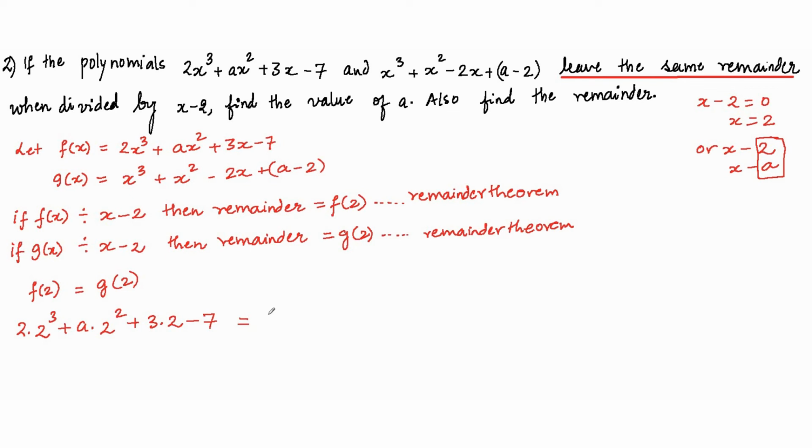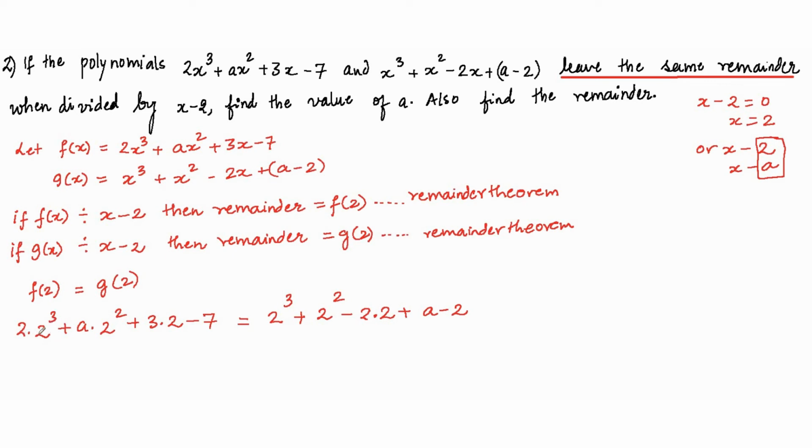So how can I find g of 2? G of 2 would be 2 cube plus 2 square minus 2 times 2 plus a minus 2, substituting 2 instead of x. So let's evaluate this now.